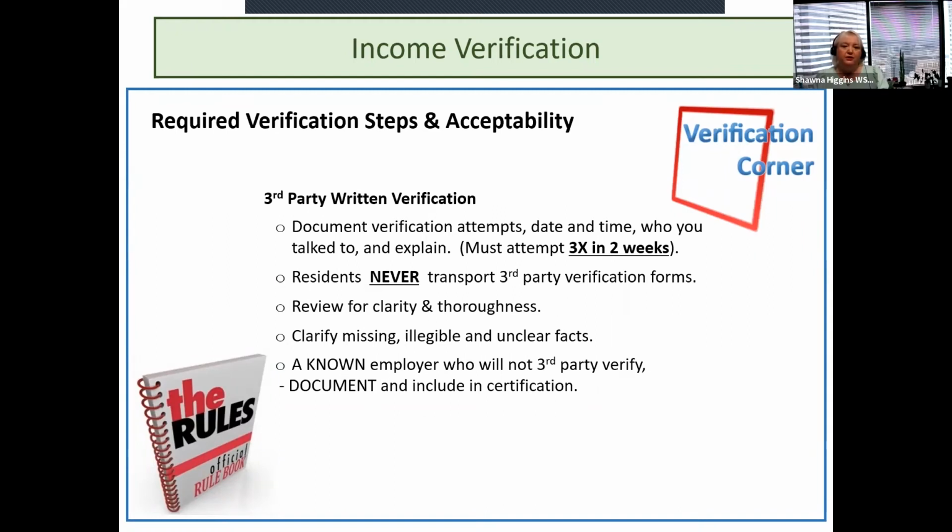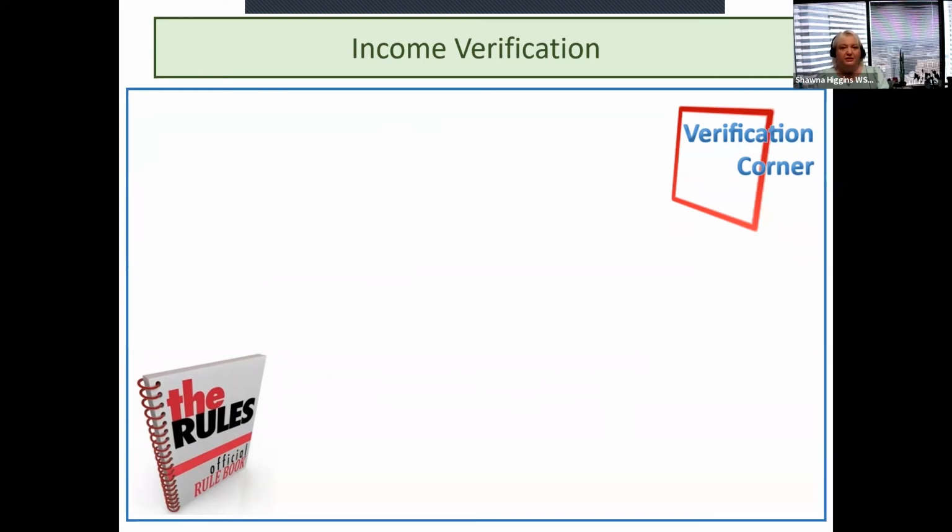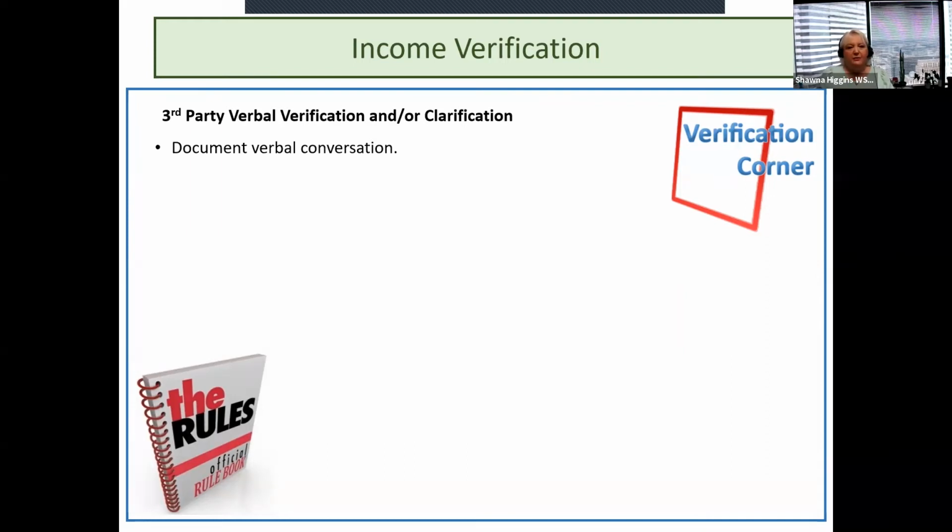For a known employer who will not third-party verify, you want to document that and include it in the certification. You don't want to waste your time sending it to a place that's not going to third-party verify.